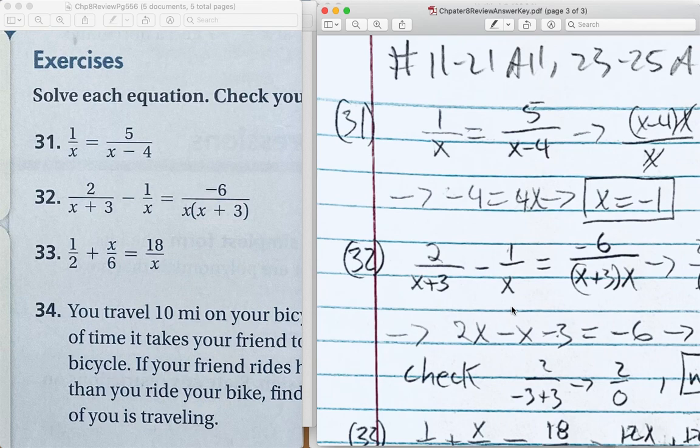Again, we have a common denominator, and the common denominator is going to be x times x plus 3 times x. Yeah, so it's just going to be x times x plus 3 as our common denominator across the board.